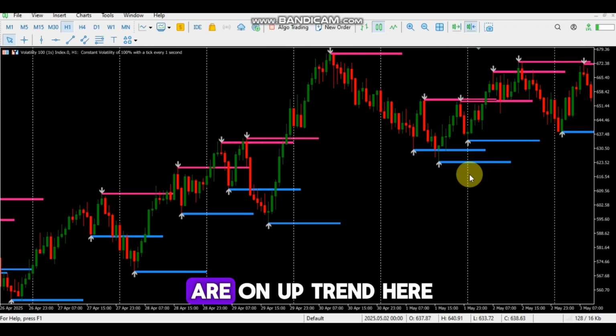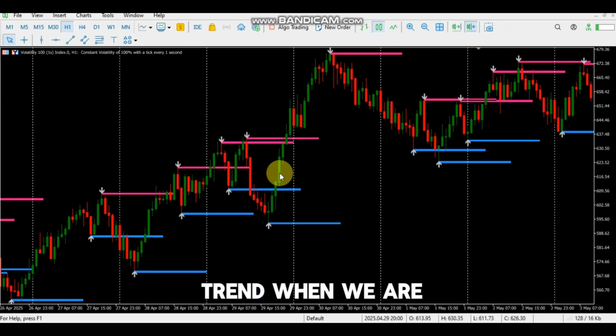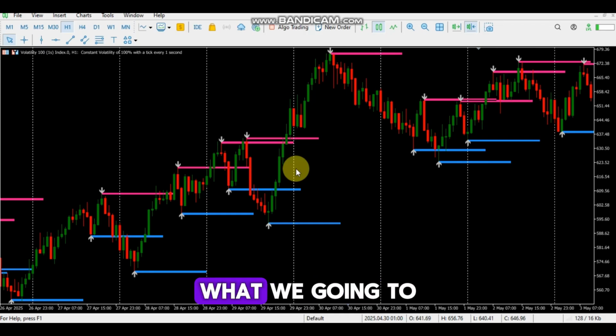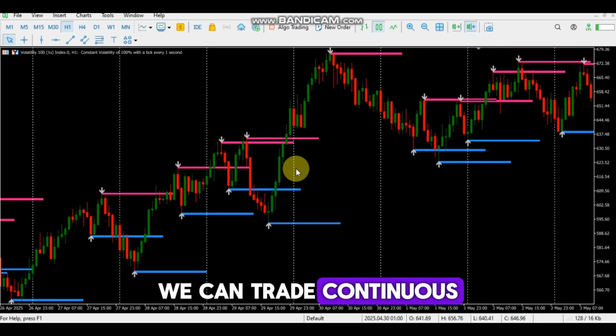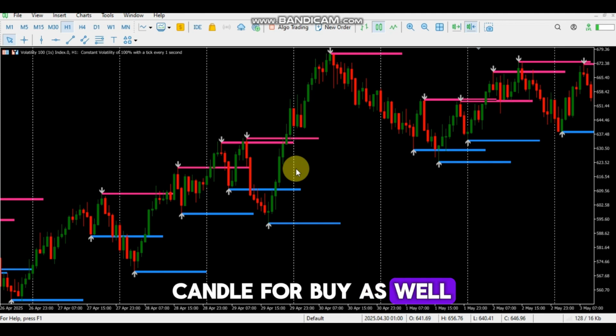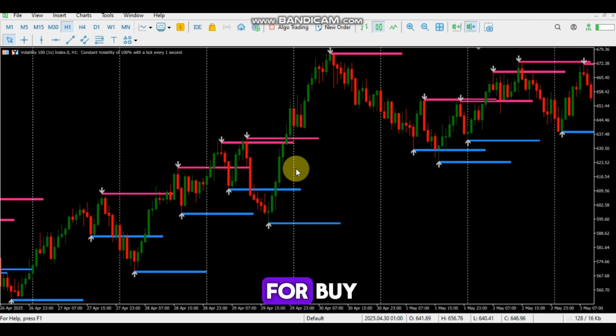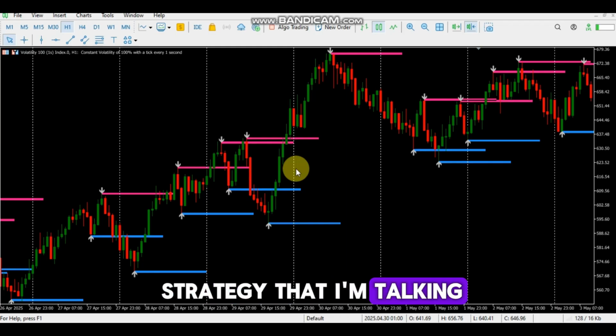Can you see we are on an uptrend here? When we are on an uptrend, what we're going to be looking for now is when the market will give us an opportunity to sell. Although we can trade continuation candles for buy as well, the easiest one for you to make profit on Deriv is by making use of this strategy that I'm talking about now.